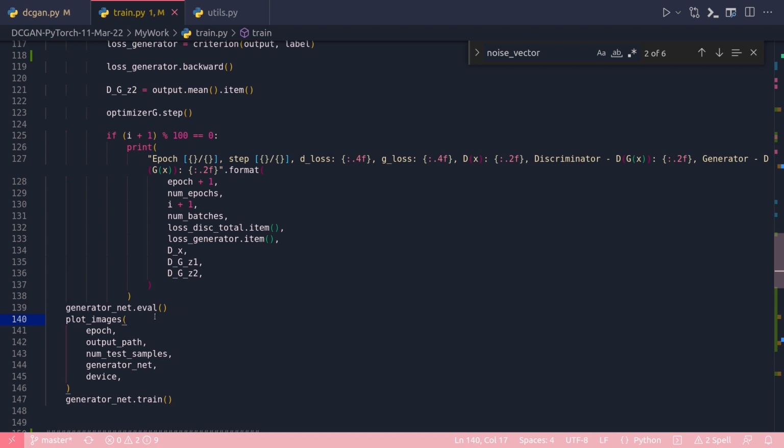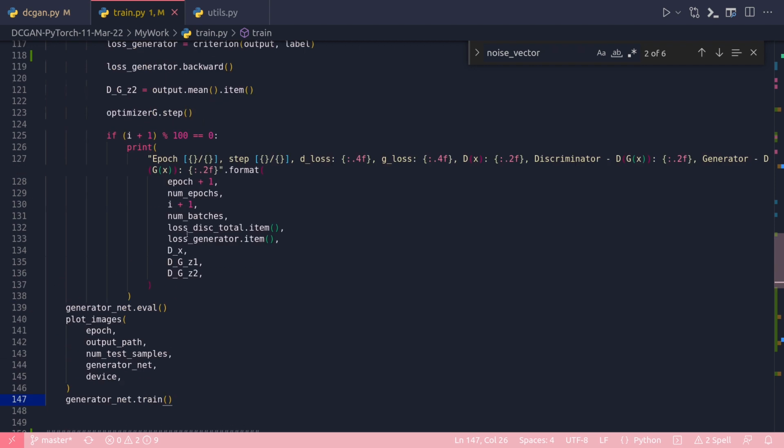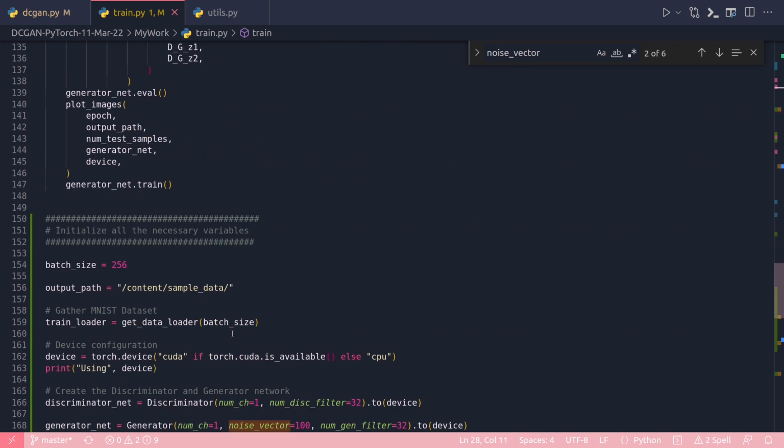And then I am setting generator net dot eval to eval mode, because now I want to plot the images between the epochs. And this plot images will plot the fake images that were generated by the generator network. And finally, before the final step of the train function, I have to set the generator net again to train, so that my gradient calculation, etc., is again turned on. So that's where my train method actually ends. So the entire train method goes on till here, and I trained both my discriminator and generator.